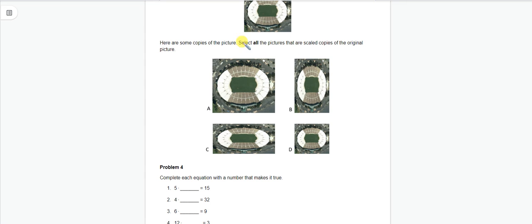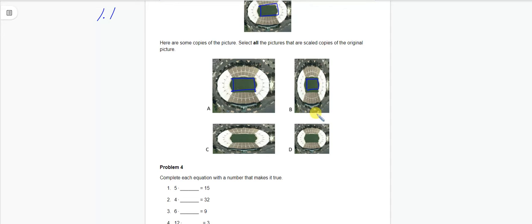Here we go. Problems number 3 and number 4 on practice 1.1. Rose Bowl, a few of these pictures have been scaled from the original. I really focus on the football field rectangle. If that rectangle looks like it's held its integrity of side to length ratio, then you should select that one.